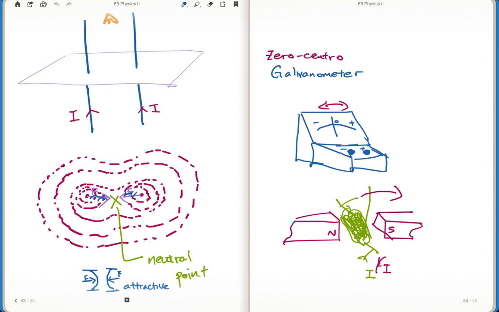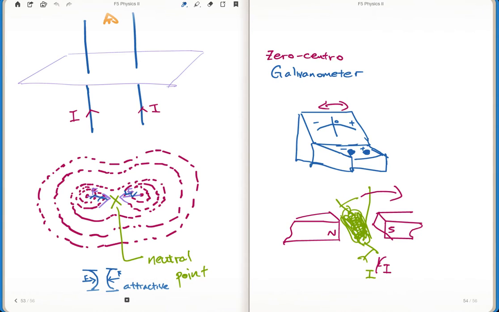And please don't confuse this with north-south magnetic poles. It's different, because north and south magnetic poles attract, meaning opposite signs attract. Please don't confuse that. So for current, parallel currents attract.